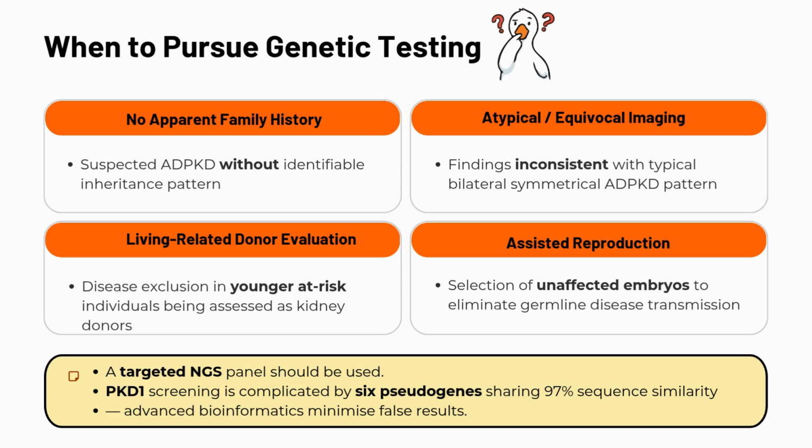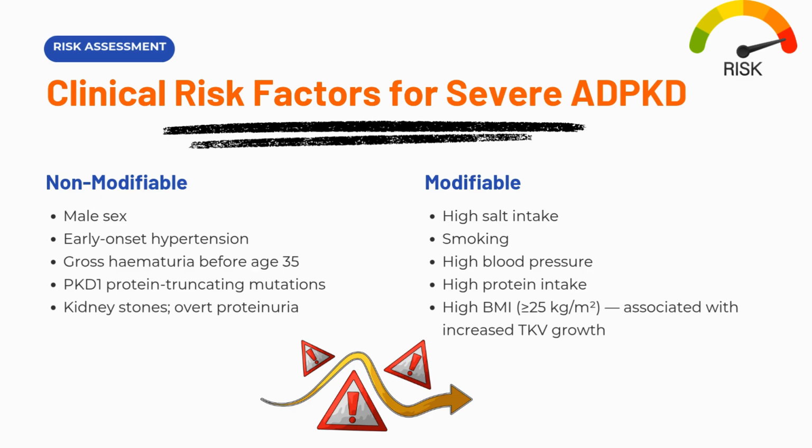Third, in potential kidney donors, especially younger at-risk individuals where you need to confidently exclude disease before donation. Fourth, in the context of assisted reproduction, genetic testing allows selection of unaffected embryos, helping prevent transmission of the disease to the next generation. When you decide to test, use a targeted next generation sequencing panel. And remember, PKD1 testing is technically challenging because of multiple pseudogenes with very high sequence similarity, so accurate interpretation requires advanced bioinformatics.